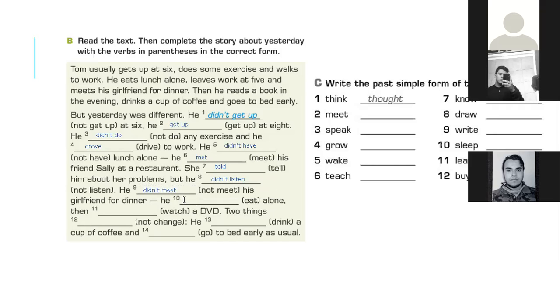He, past tense of eat. No sé cómo se pronuncia, pero se escribe. Ate. Ajá. He ate. He ate alone. Then watched. Watched DVD, sorry. Two things didn't change. Didn't change, very good.